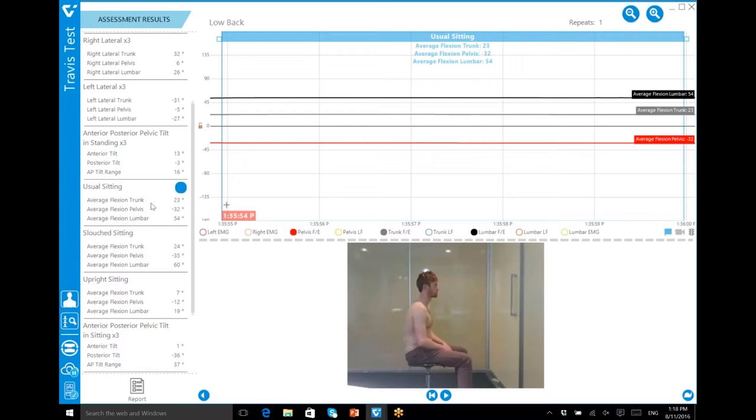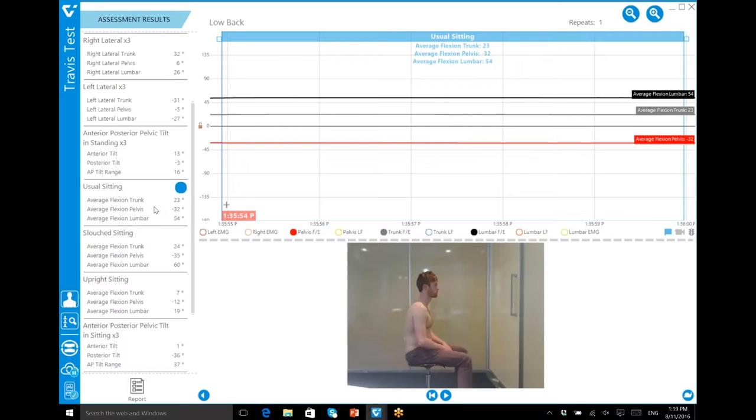For the usual sitting, you want them to be as natural as possible. So try to get them into a fairly stable, flat chair. You don't want a deep seat pan. You don't want anything that's too cushy or soft or on casters, so it's moving around. Just like a small stool with four legs on the ground is ideal if you have something like that. You don't want them using the backrest because that will influence the sensors from the outside as well.